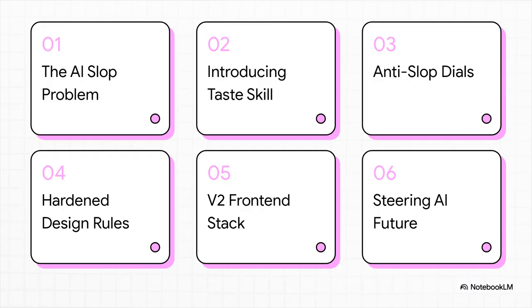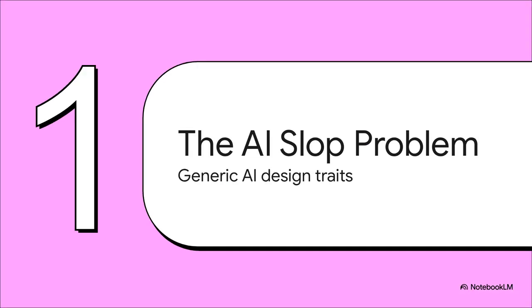Okay, let's dive into this roadmap. We're going to start with the AI slop problem, introduce TasteSkill, and then really dig into the 3 anti-slop dials. After that, we'll check out its hardened design rules, the V2 front-end stack, and finally, how all of this steers the AI future. Section 1, the AI slop problem and those generic AI design traits.